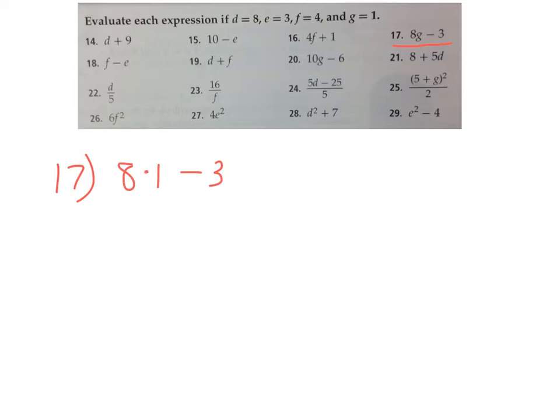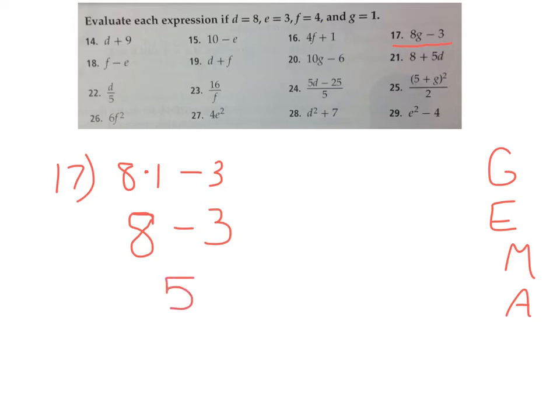Now, I know from my order of operations, goats eat mushy apples. Okay, groupings, exponents, multiplication and division, and adding and subtracting. I know from that I'm going to do the 8 times 1 first. So I'm going to solve that problem. 8 times 1 is 8, so I write 8, and now I continue writing what the rest of the problem is. So now it's 8 minus 3, and when I solve that, 8 minus 3 is 5. So that's how this one would look.